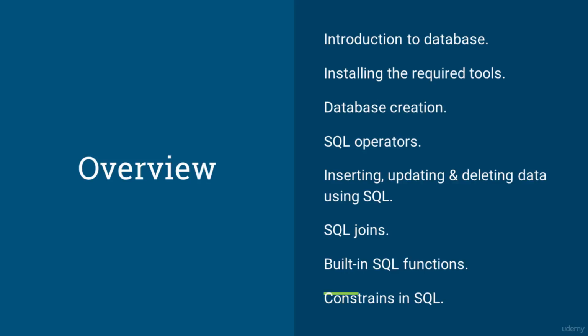And finally, we will learn about some of the constraints in SQL. This section will cover the primary key, foreign key, and other constraints such as auto increment and default. So we will go through that in the last section.